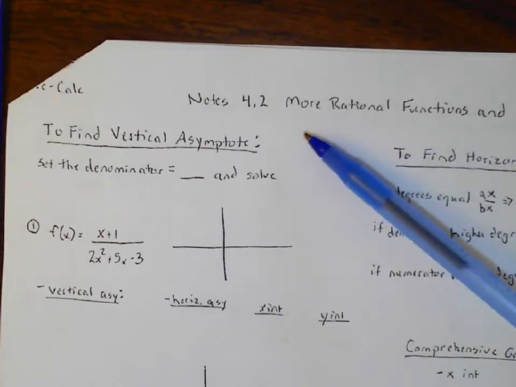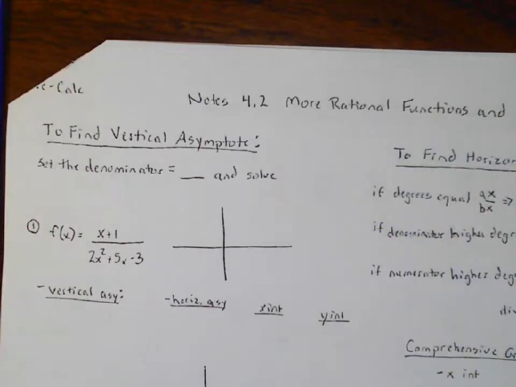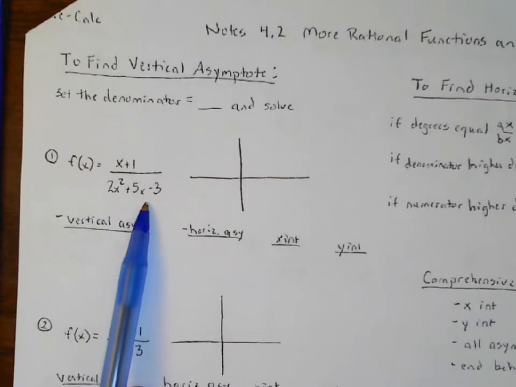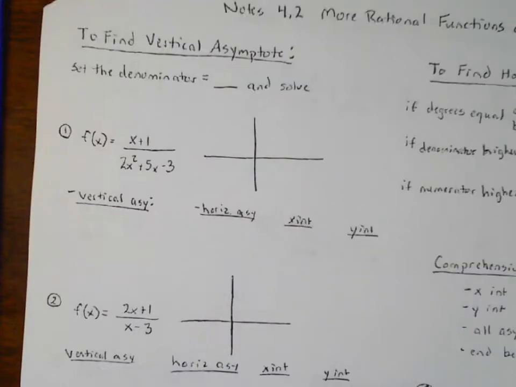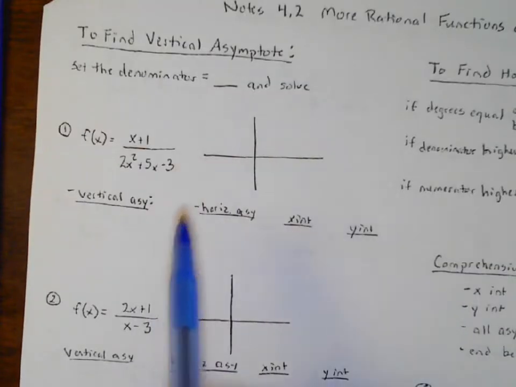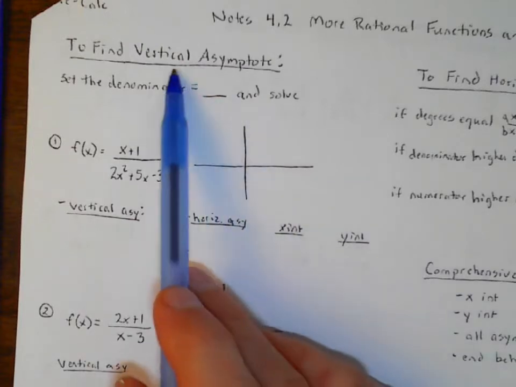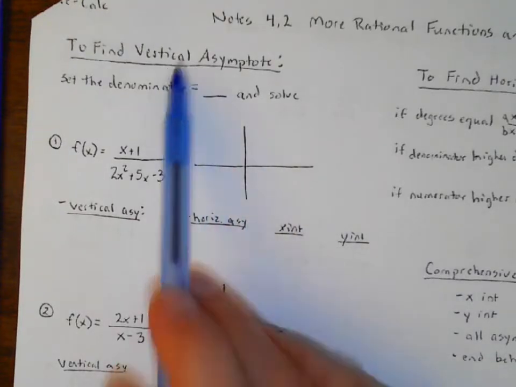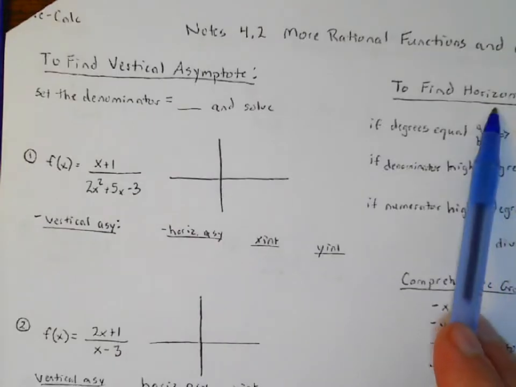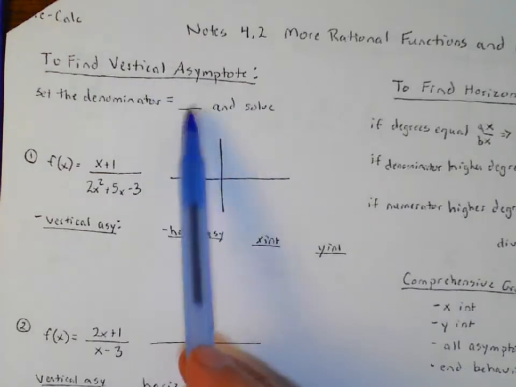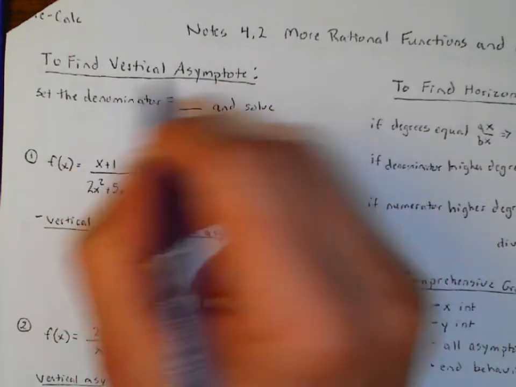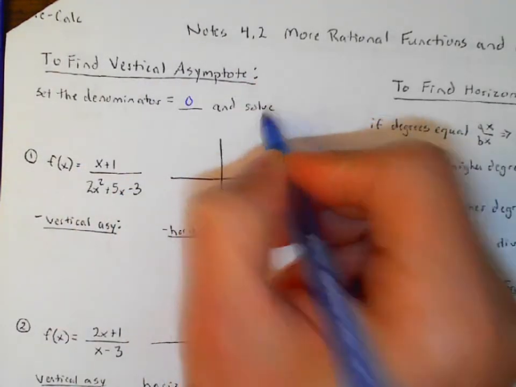In section 4.2, we're going to work more with the graphs of these rational equations. But it's in more of a standard form rather than the form that was set up for finding them very nicely. So we're going to talk about how we find our vertical asymptotes and how we find our horizontal asymptotes. The vertical asymptotes are pretty easy. We basically just set our denominator equal to 0 and then solve it.